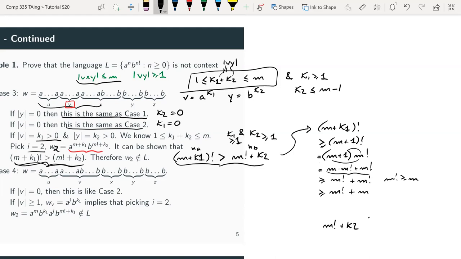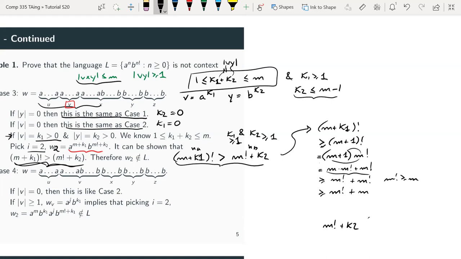One way that you can reason about this is that if K2 were M, then K1 would be empty. But I assumed here that K1 is not empty. So I know that K2 has to be at most M minus 1. Okay. So why was this useful to notice?